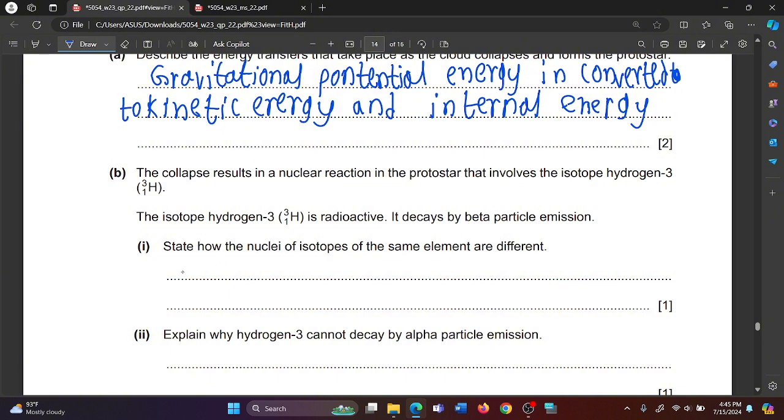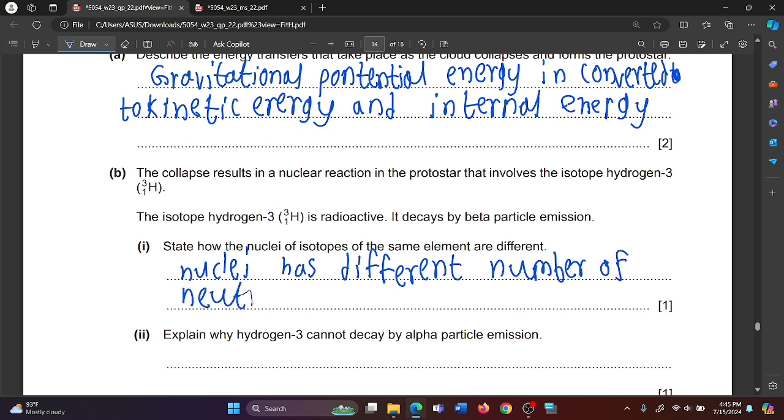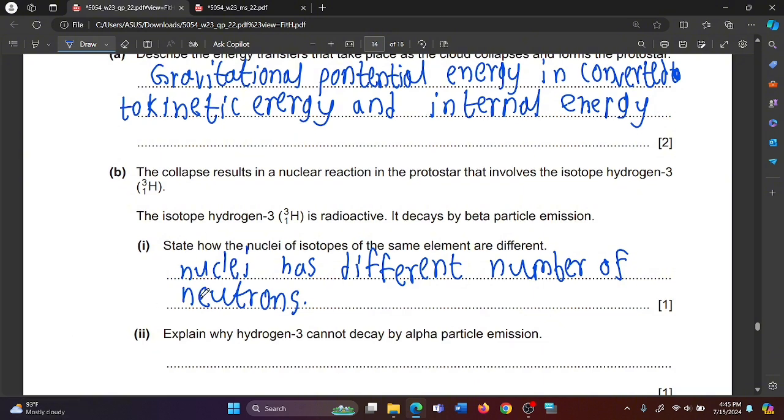So we can write the nuclei has different number of neutrons. This is the only answer to this question. Okay, now let's move on to part 2.